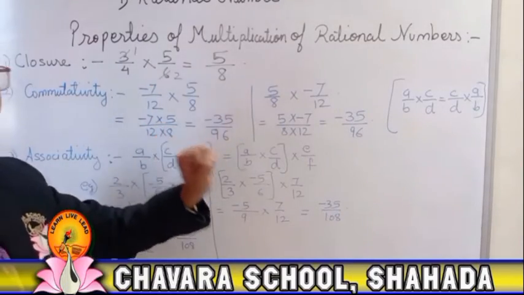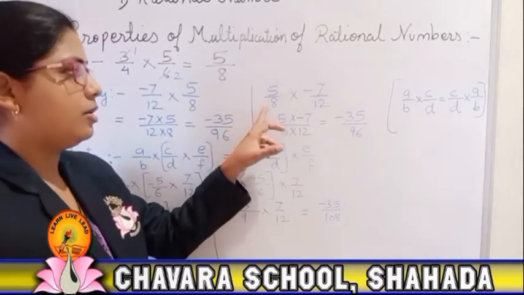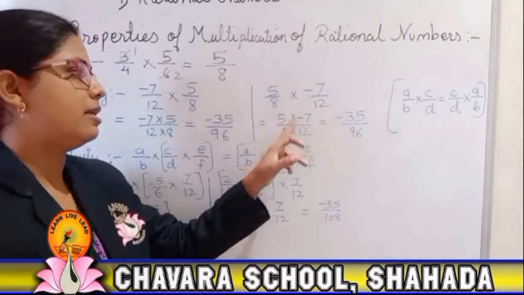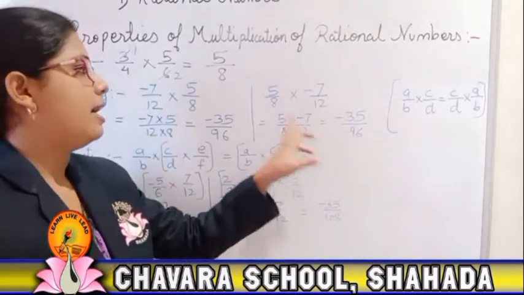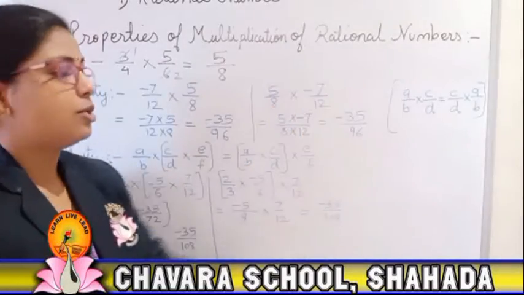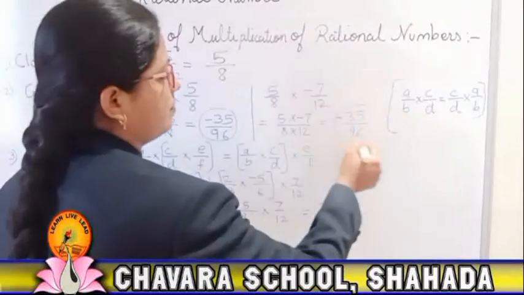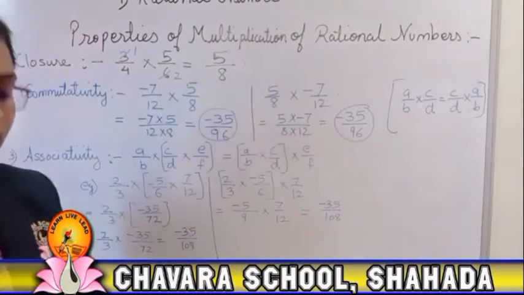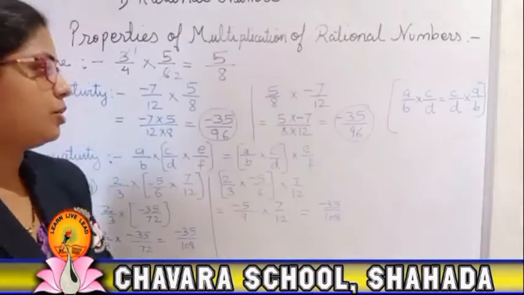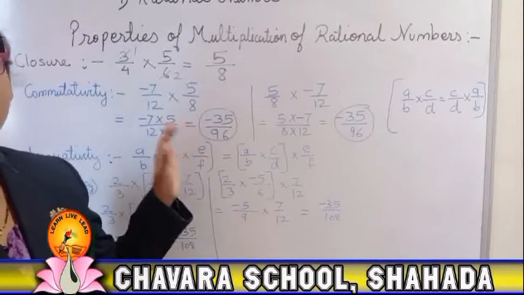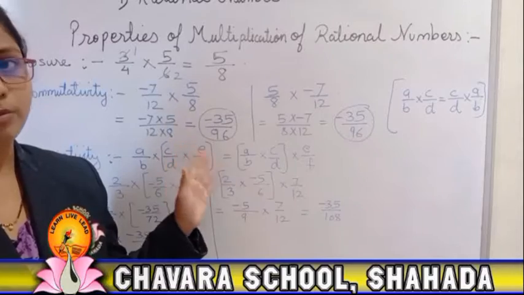Now we will go to the RHS side. Here also we will multiply directly. So it will be 5 multiplied by negative 7, that is negative 35. 8 multiplied by 12 is 96. Now just observe what answers you got. You can see the answers are equal. So with this we can say that the answer is verified by the commutative property.